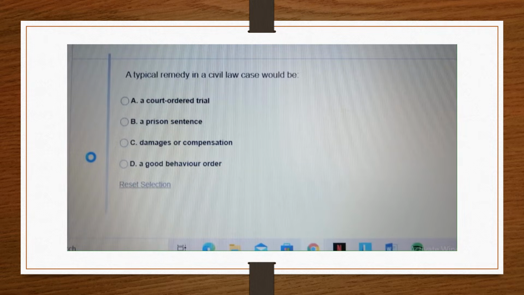Civil cases deal with money stuff. Maybe there was an accident and you need to compensate the other person for damaging their car and stuff like that. But with criminal cases, that's where you go to prison. So with civil cases, you need to pay damages or compensation. Simple. Let's move.